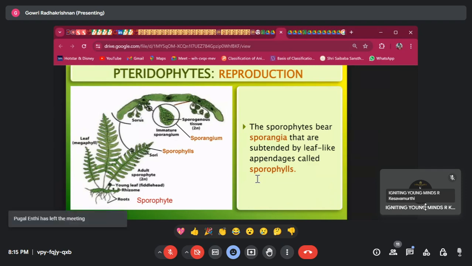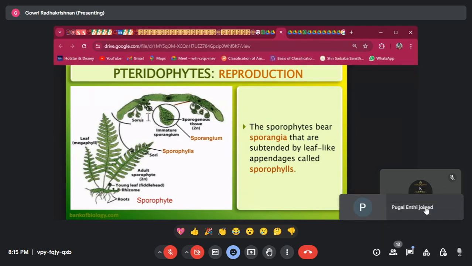Now, the reproduction. The sporophytes bear sporangia that are subtended by leaf-like appendages. See, appendages are structures, okay? Now, you can see the bud-like things hanging there, that is a sporangia. I mean, the sporophytes bear sporangia that are subtended by leaf-like appendages called sporophylls. It is hanging from the sporophylls.